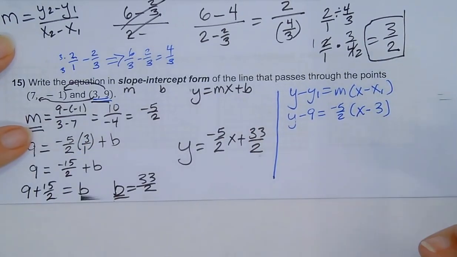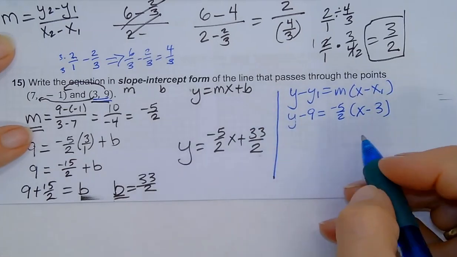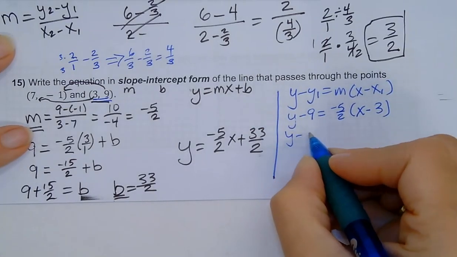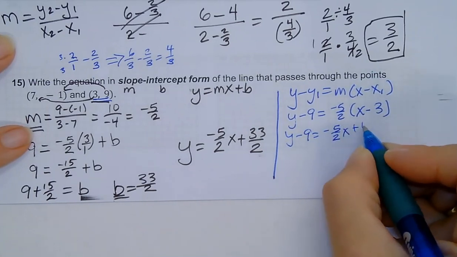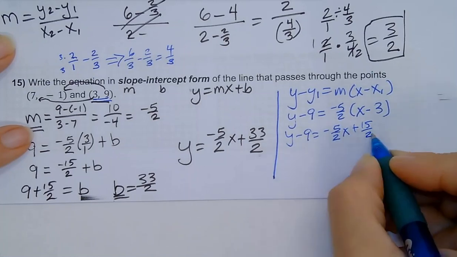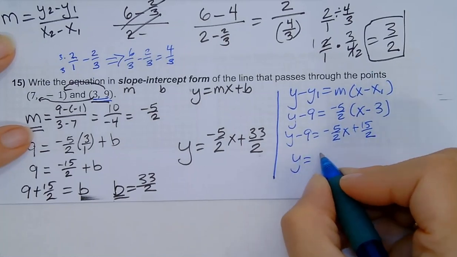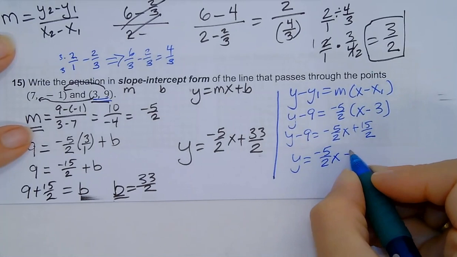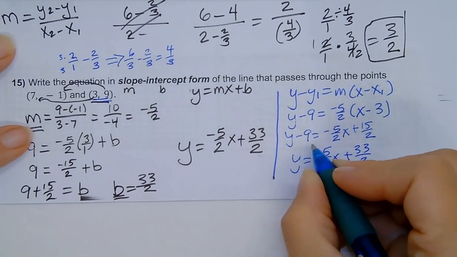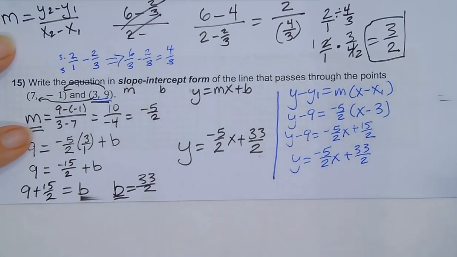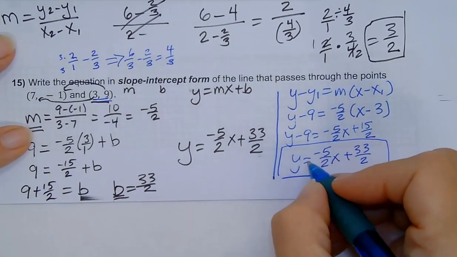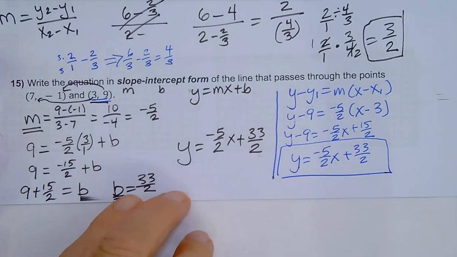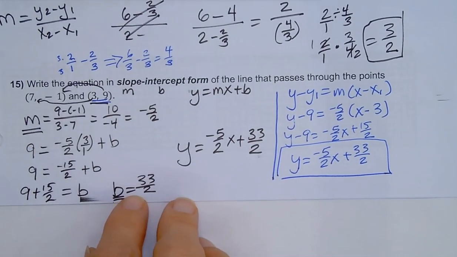Okay, then I can rearrange that to make it look like y equals mx plus b. So I'm going to distribute first. I have y minus 9 equals -5/2 x plus 15/2. I'm going to add 9 to each side. Y equals -5/2 x plus 33/2. Right, I added 9 to each side, but I really added 18/2 to each side so that I could just go ahead and do that. Either way, I have gotten the same answer. So you can choose however you want to do that. Okay, number 16.